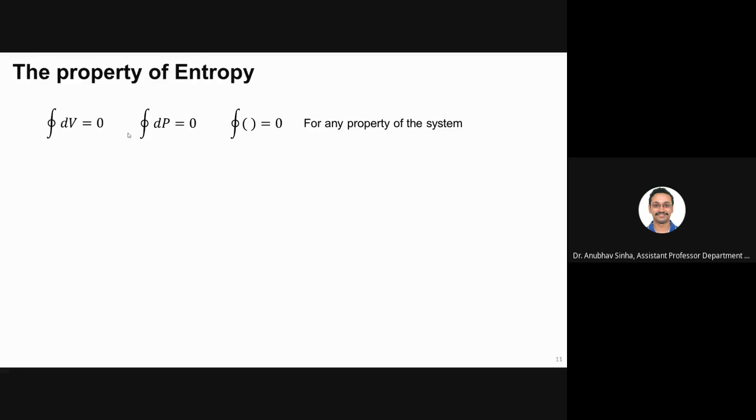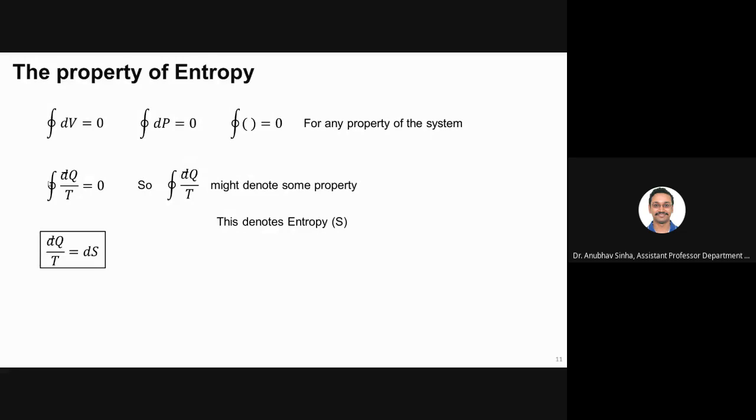We define property in this way: if you take a cyclic integral and return back to your initial position, then the cyclic integral will be 0 for any property. Now we are also getting the cyclic integral of dq by T equal to 0, so it might be referring to some property. We'll define entropy to be denoted by that. So we can say that dq by T is dS. This is one definition of entropy.